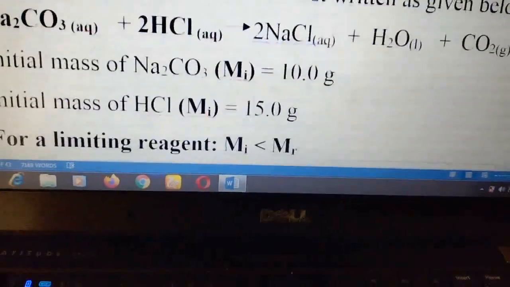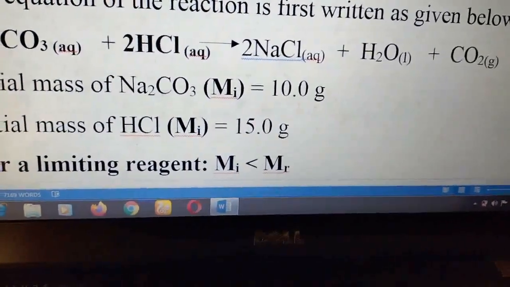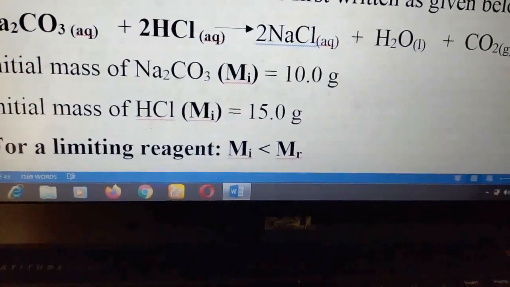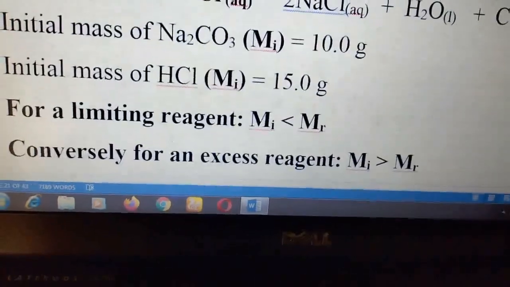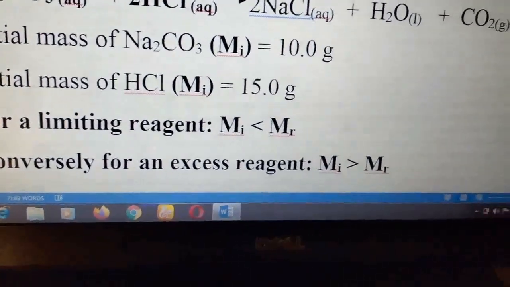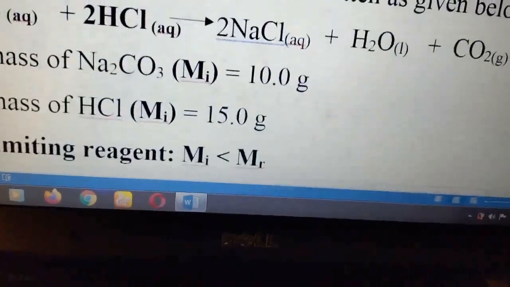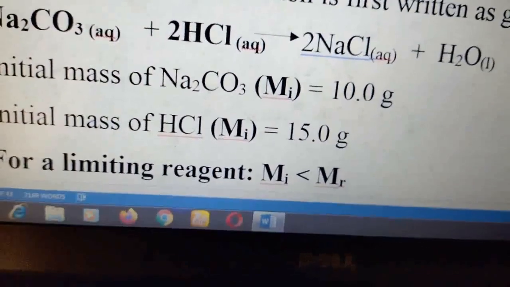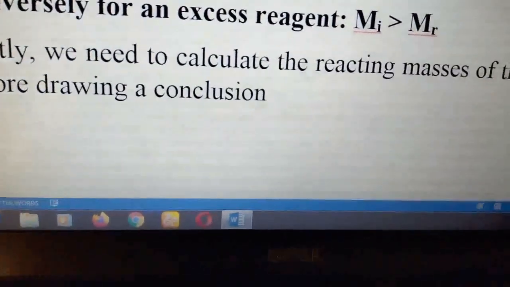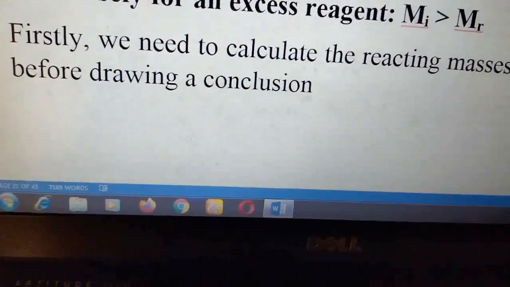Then from the equation, the initial mass of sodium carbonate, Mi, is 10.0 grams. The initial mass of HCl given to us is 15.0 grams. Now for a limiting reagent, the initial mass should be lower than the reacting mass, and for an excess reagent, the initial mass should be higher than the reacting mass. So with the initial masses given, we're going to calculate the reacting masses. First, we need to calculate the reacting masses of the reactants before drawing a conclusion.